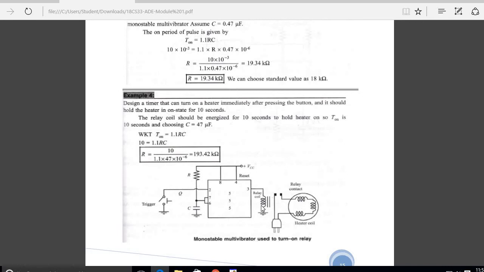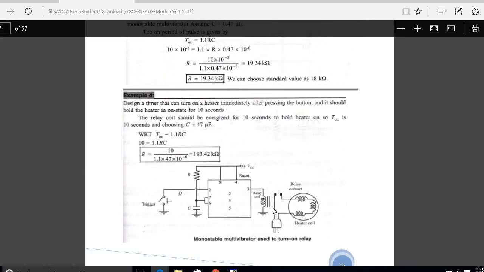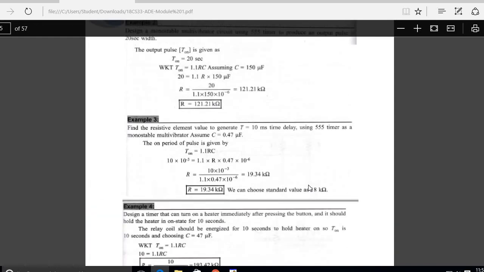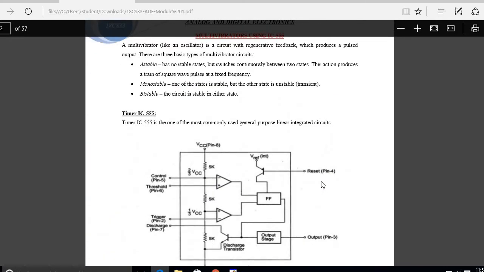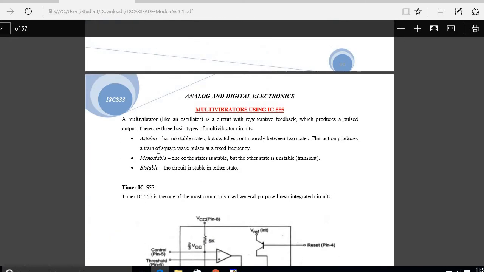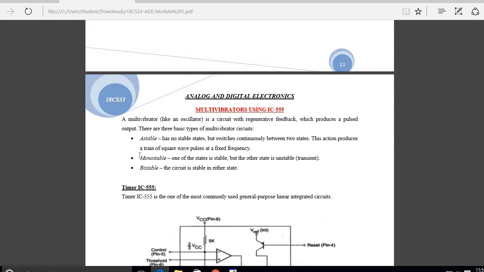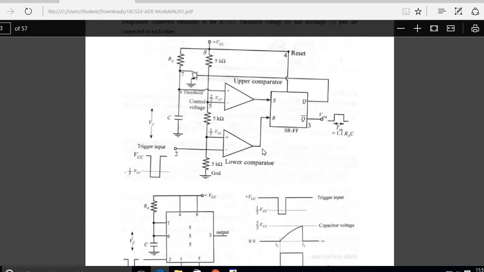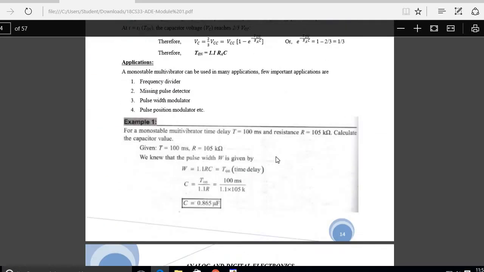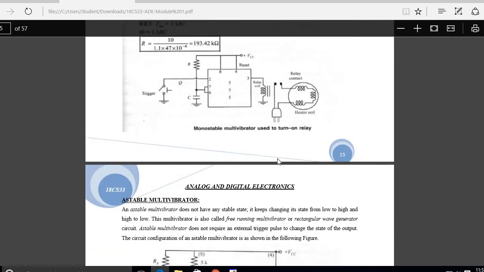Okay, this is what we have covered about monostable multivibrators. You should remember this, it is a very important concept for the examination. Of the three basic types of multivibrators, maybe one will be asked: monostable, bistable or astable. Or the timer IC 555 internal schematic may also be asked.